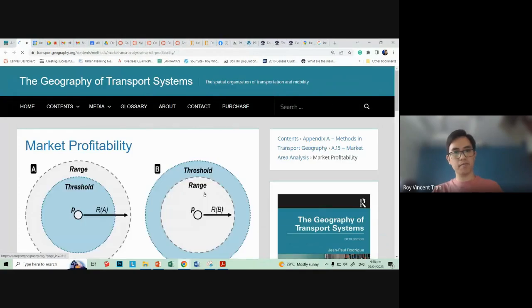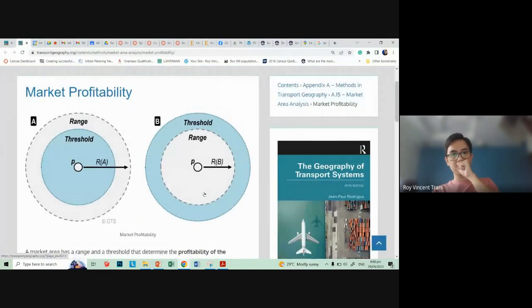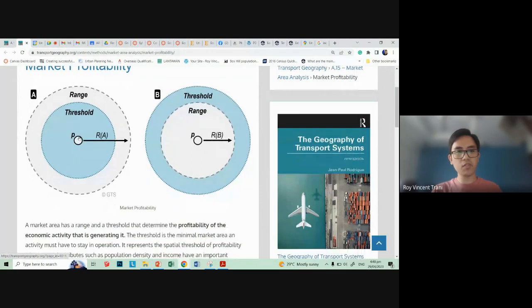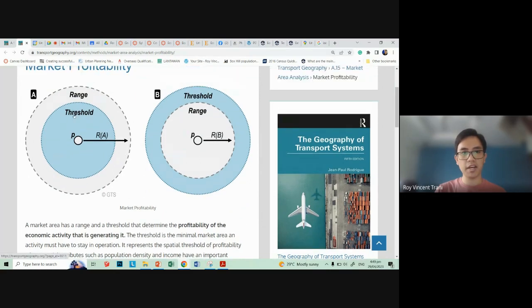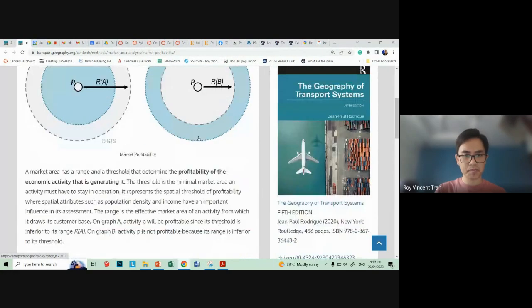I'll just go over to market profitability. You have two images over here. A market area has a range and a threshold that determine the profitability of an economic activity that it is generating. The threshold is the minimal market area an activity must have to stay in operation. So the blue here on the left side, and then we have a situation where the threshold is larger than the range. We'll explain that in a bit.